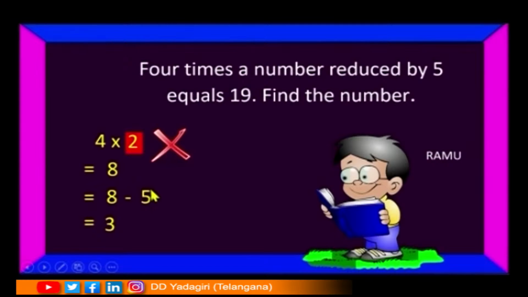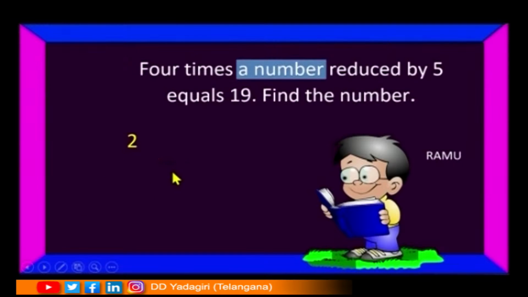Like this, Ramu kept on guessing the numbers. He changed the number to the next number, he took 3, 4, 5, 6 like that. He went on guessing the numbers. For each number, he applied all the instructions, but he was getting the wrong answer. But at 6, he applied the instructions again.